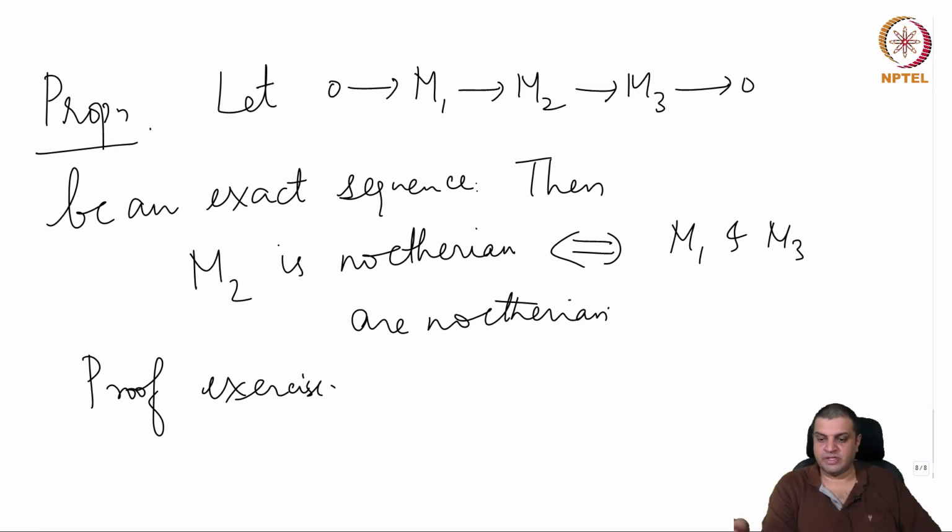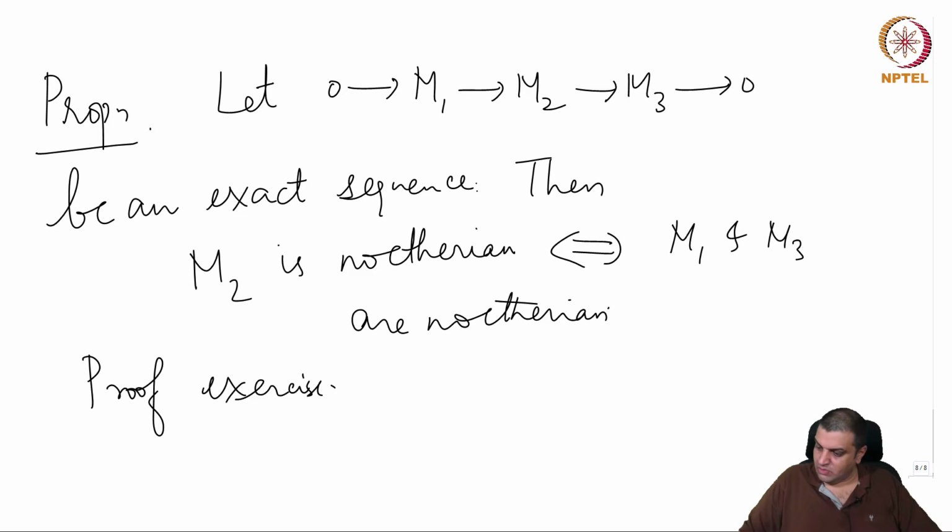Okay. If M2 is Noetherian, every submodule is finitely generated. A submodule of M1 is also a submodule of M2, so every submodule of M1 is finitely generated. Similarly, if you have a submodule of M2, its inverse image will be a submodule of M1, and that is finitely generated, and that finite generating set is enough to generate its image inside M3. And then you have to work a little bit to prove the other direction. So all that is an exercise.